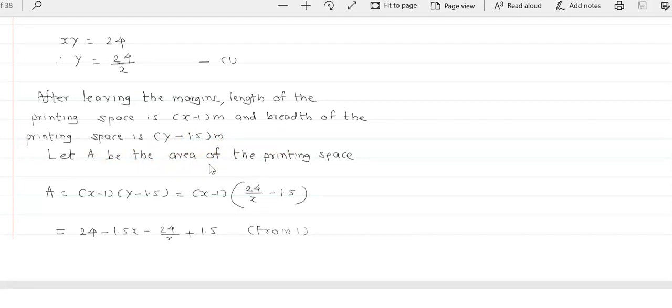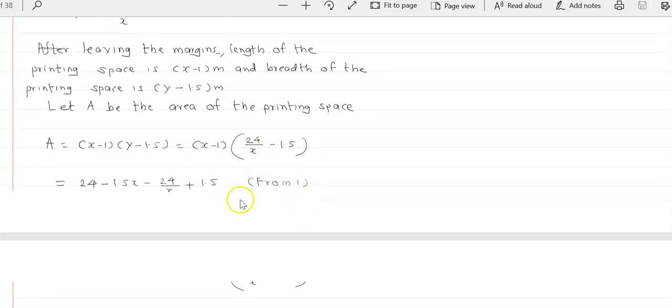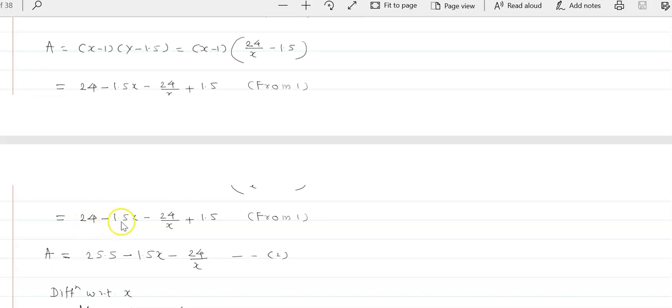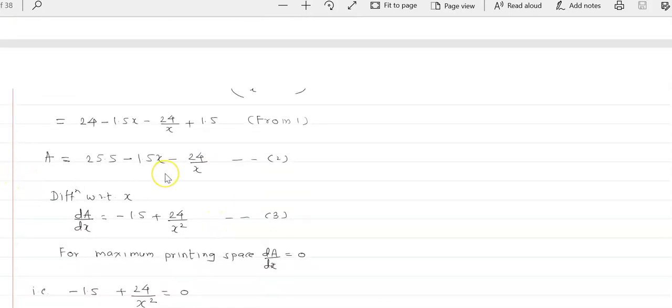Let A be the area of the printing. That is, capital A is equal to x minus 1 into y minus 1.5. That is equal to x minus 1 into 24 upon x minus 1.5, since the value of y is 24 upon x. And if you evaluate this, then you will get 24 minus 1.5x minus 24 upon x plus 1.5. Now this is the area. Simplifying, that is 24 plus 1.5, that is 25.5, minus 1.5x minus 24 upon x.